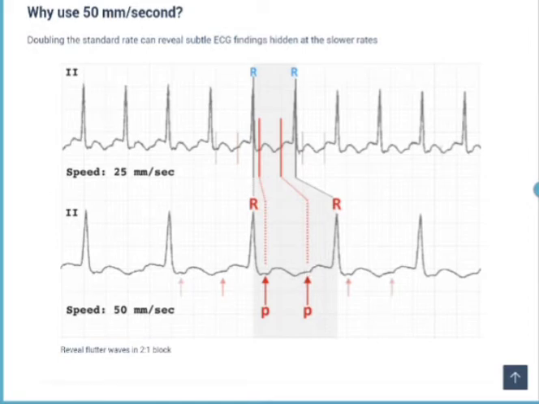ratio of passing, right? So here it is one P wave, here it is one P wave, and then there is one QRS complex or one R wave. Similarly, one P wave and one P wave, and similarly one QRS complex. So it was atrial flutter with a 2 to 1 passing ratio.